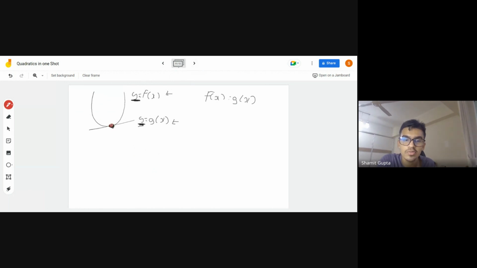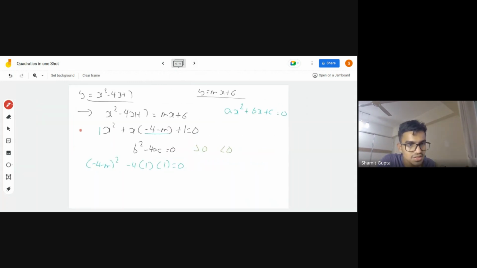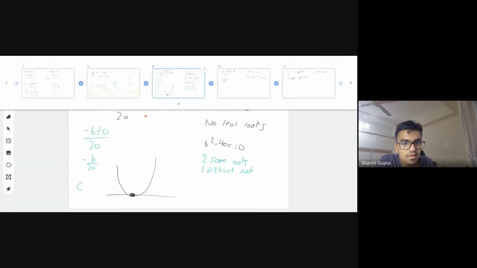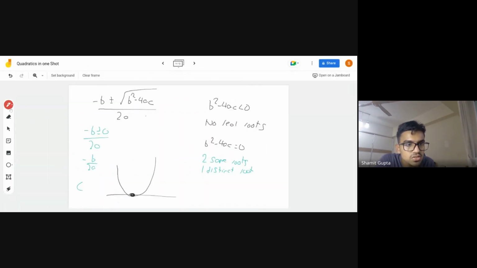The point is this needs to have one intersection. You find this intersection using this equation. If it needs to have only one solution, it means the discriminant needs to be 0. Because if the discriminant is 0, this becomes minus b plus or minus 0, which becomes minus b over 2a.